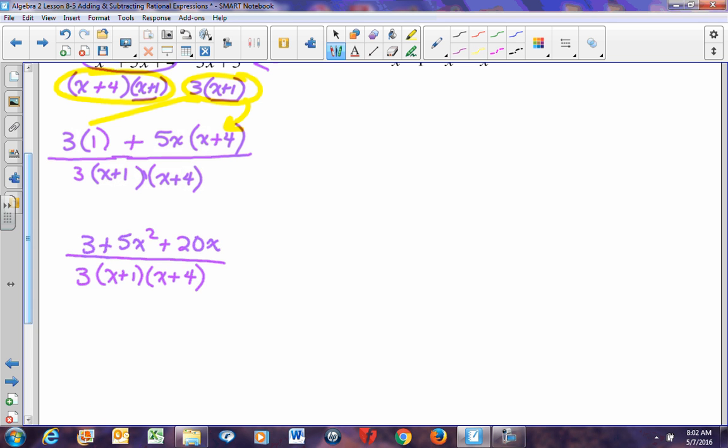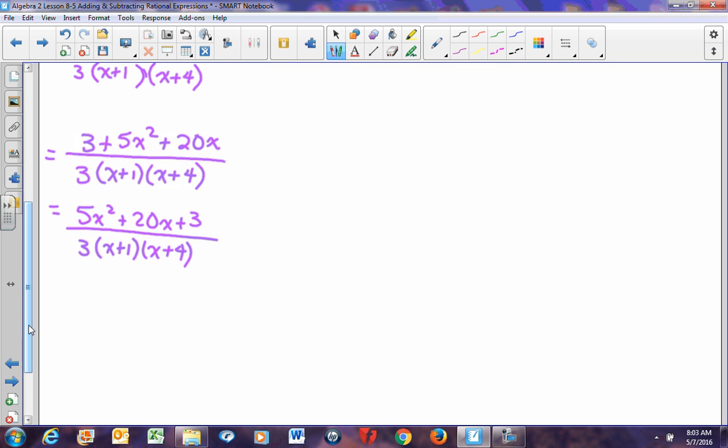Last but not least, let's put it in standard form, because sometimes when you put it in standard form, you can simplify it even further. So now I'm going to put it in standard form. 5x squared plus 20x plus 3 all over 3 parentheses x plus 1 times x plus 4. And I know the 5x squared plus 20x plus 3 does not factor again, so I'm done there. But now the last thing I need to do is state the restrictions on my variables. So I look at my denominator, and x cannot equal -1, and x cannot equal -4. So there's the simplified version of that with its restrictions.